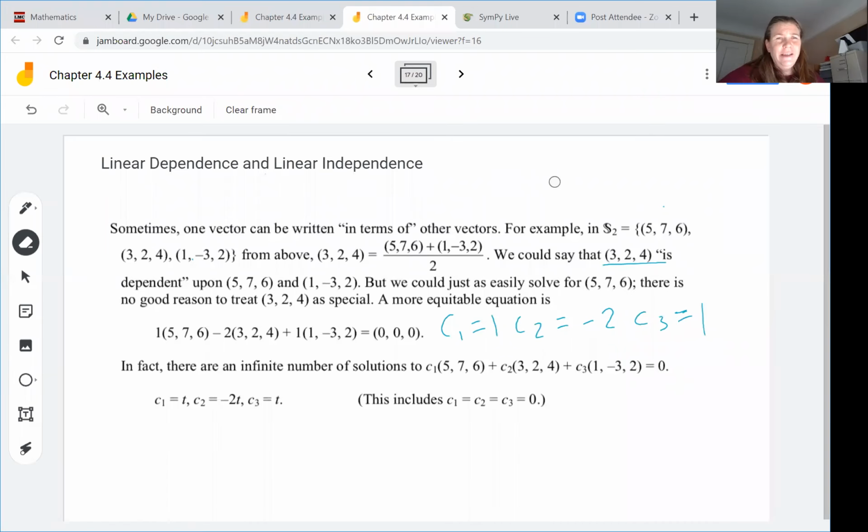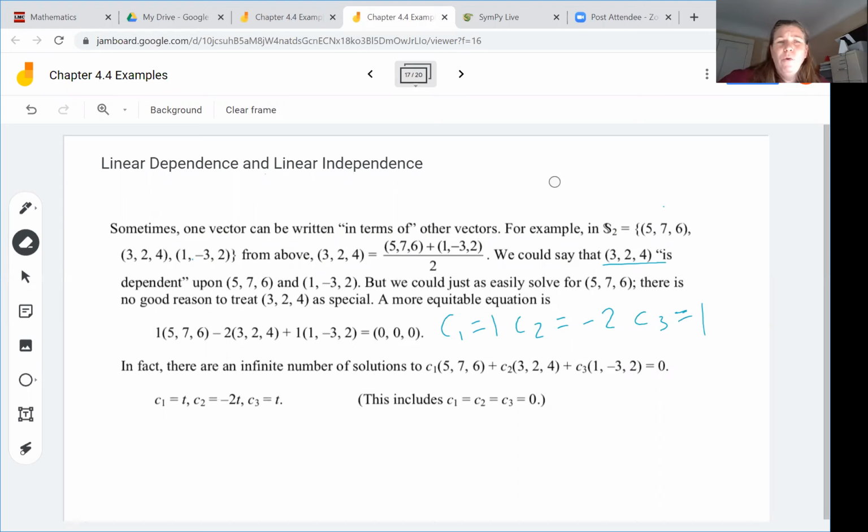In this video, we continue with chapter 4.4 examples, and we will be looking at linear dependence and linear independence. Our learning objectives for this video are to determine whether a set of vectors in a vector space V is linearly independent, and to prove results about spanning sets and linear independence.